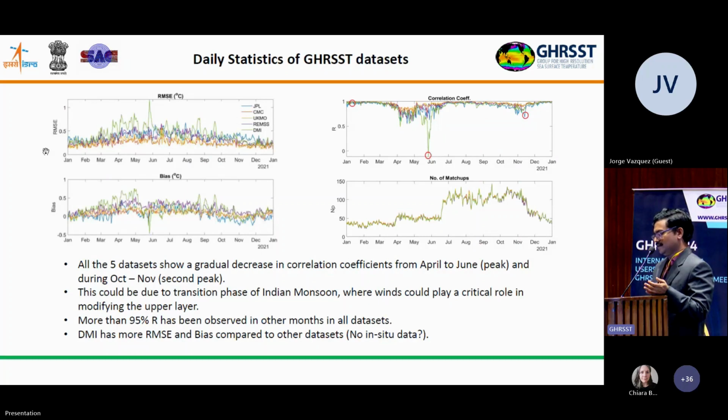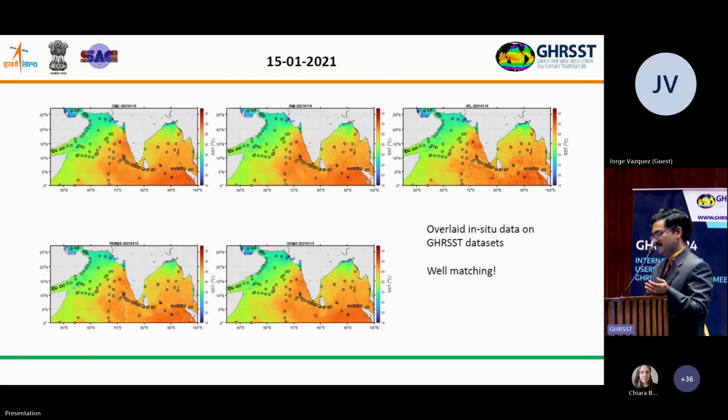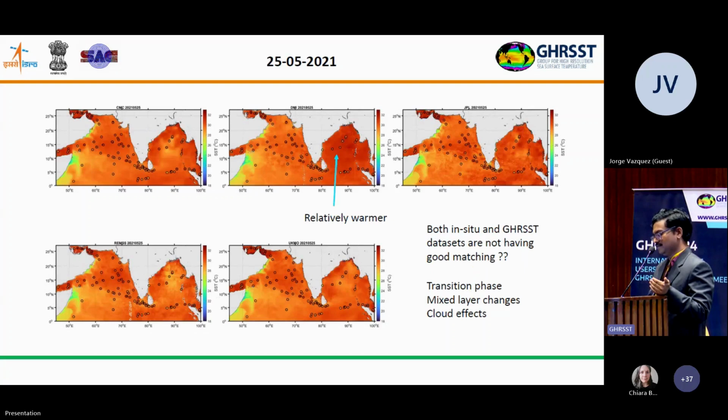So we have taken three points which fall in different categories: for example, in January, where the correlation coefficient is high; around May-June, where the correlation coefficient is relatively poor; and the secondary peak during November. For the respective days, we have overlaid whatever data is available on these maps. These are individual dates, and you can see almost all the products show very good matching. But if you go to the May month, on the 25th of May, where we have seen very poor correlation, especially in DMI, we can see a relatively warmer Bay of Bengal as compared to the other regions.